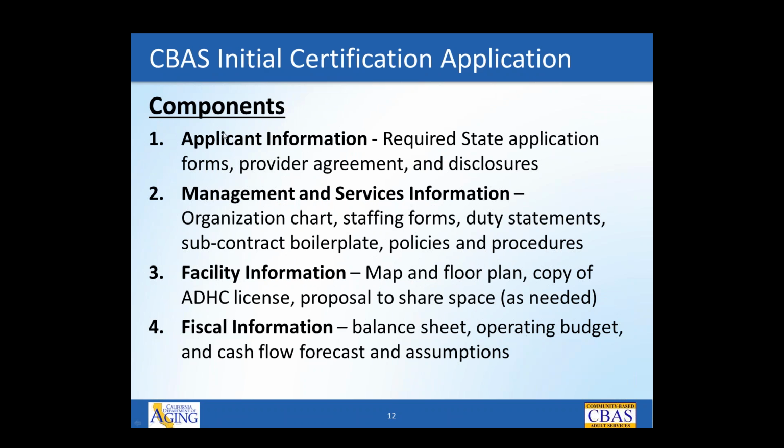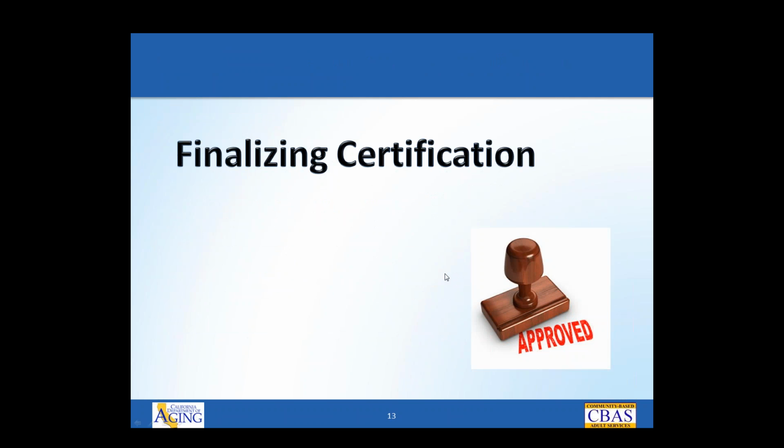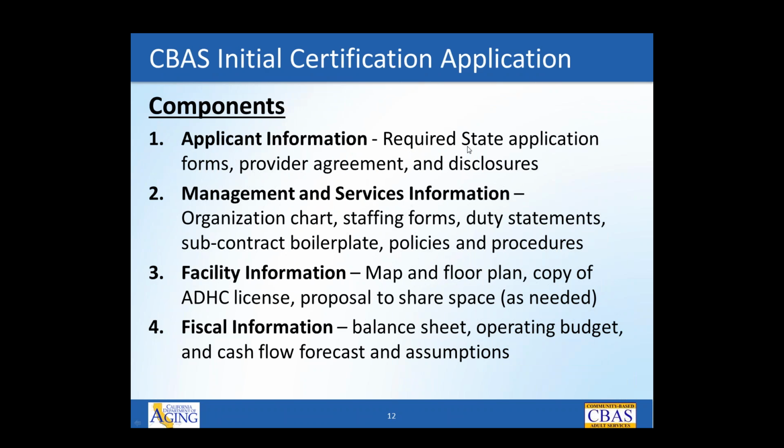Okay, so here again, the main components. When you receive the application instructions, you will see that there are 4 parts to the application. There's the applicant information piece, which has the required state application forms, or many of them are in that section, including the provider agreement and disclosure forms, and Barb is going to go through some of those in detail next. The management services information, where we have information about your organization chart, your staffing forms, so there's some required forms in this section as well, duty statements, subcontract boilerplate, policies and procedures.